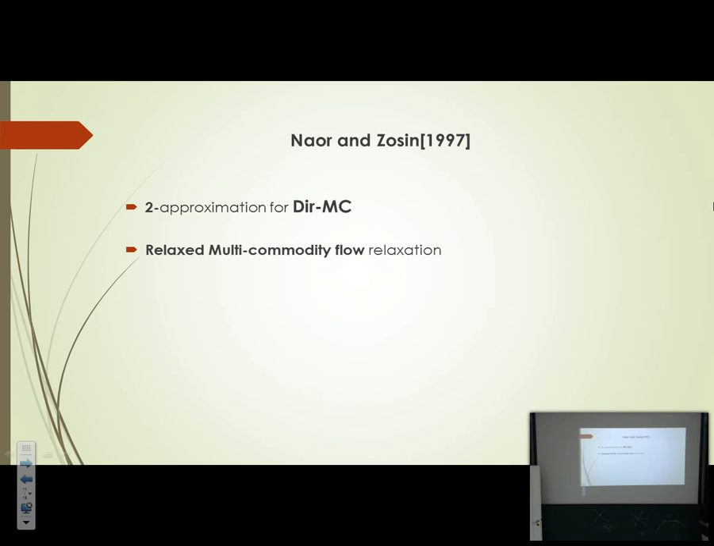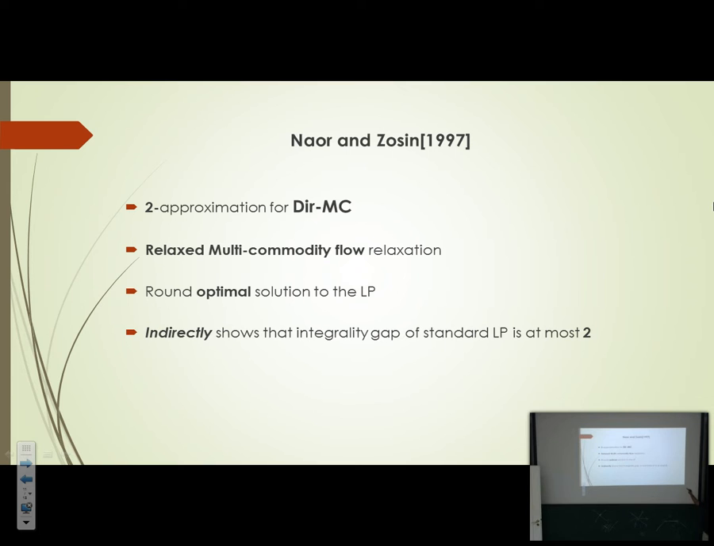The LP formulation is not the standard distance-based LP formulation we saw earlier, where for each path from Si to Sj we choose at least one edge, or the length of that path is at least one. They consider a different LP formulation which they call relaxed multi-commodity flow. And they also have to round the solution optimally. The cost of this LP is within a factor of 2 of the original LP, and they round this LP without any loss. So this indirectly shows that the standard LP formulation we saw earlier has integrality gap at most 2.